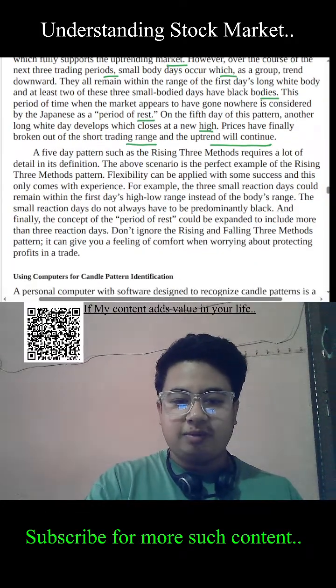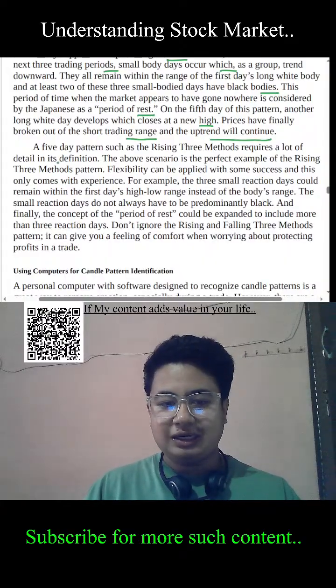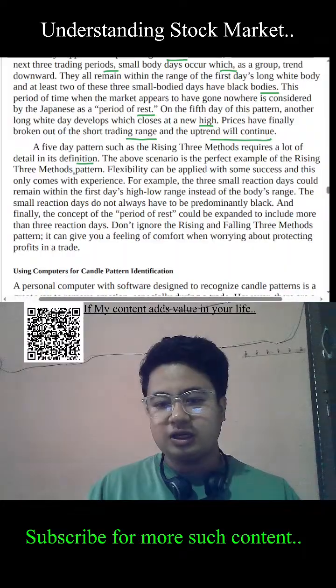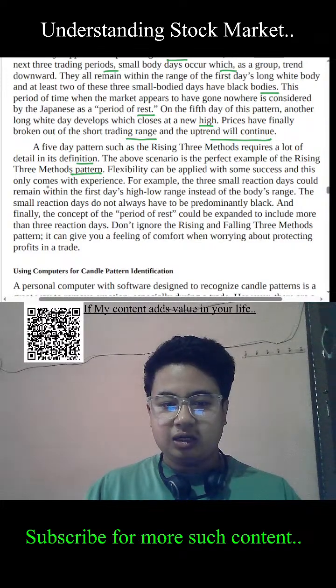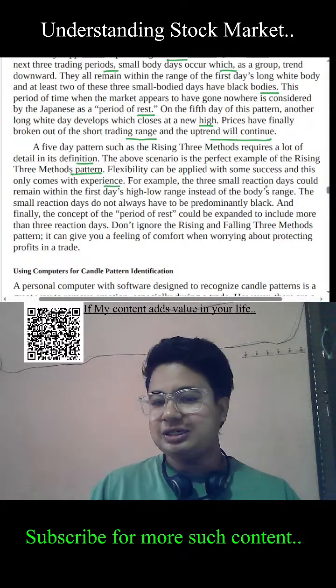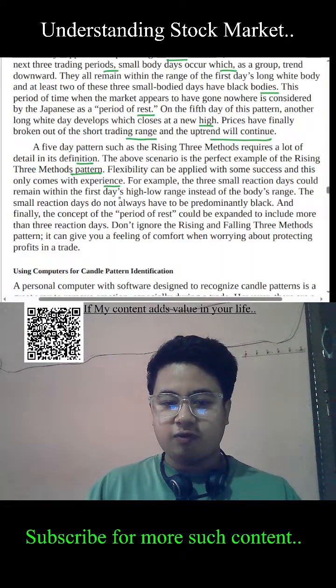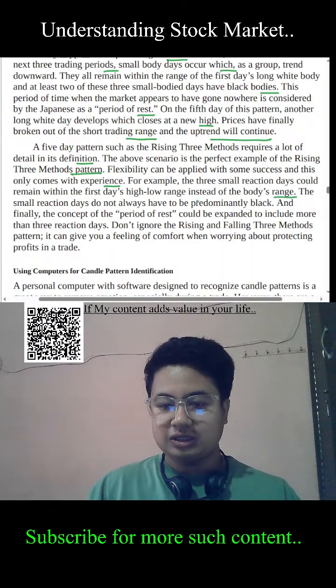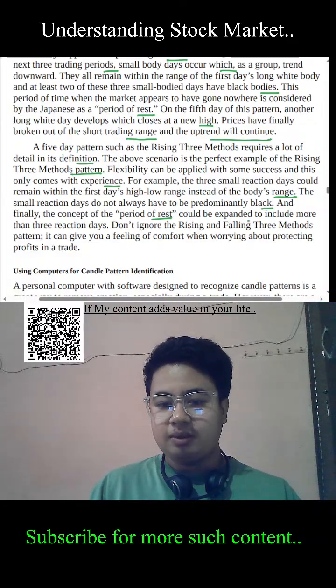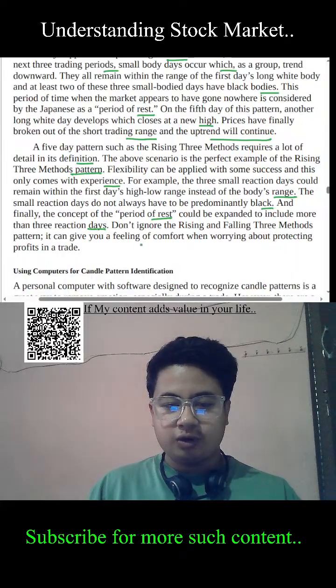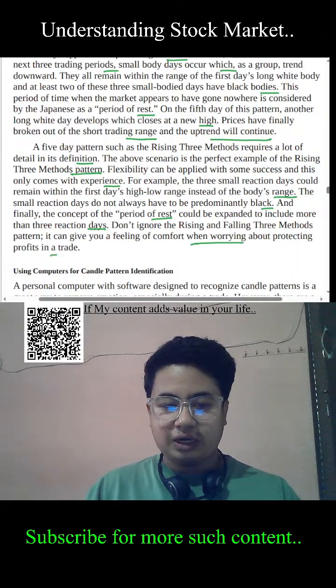A five-day pattern such as the rising three methods requires a lot of details in its definition. The above scenario is the perfect example of the rising three methods pattern. Flexibility can be applied with some success, and this only comes with experience. For example, the three small reaction days could remain within the first day's high-low range instead of the body's range. The small reaction days do not always have to be predominantly black. And finally, the concept of the period of rest could be expanded to include more than three reaction days. Don't ignore the rising and falling three methods pattern. It can give you a feeling of comfort when worrying about protecting profits in a trade.